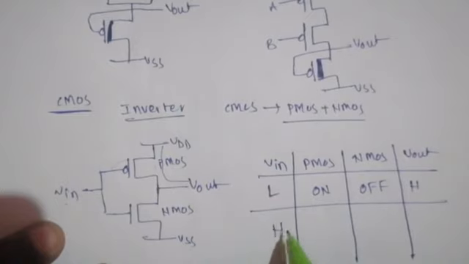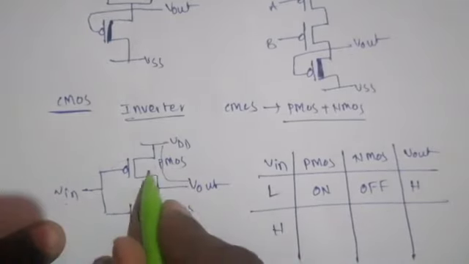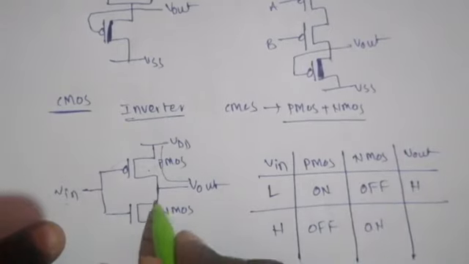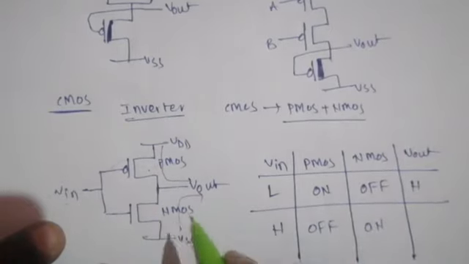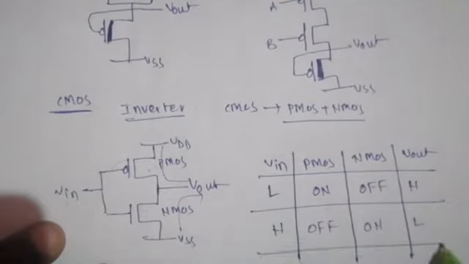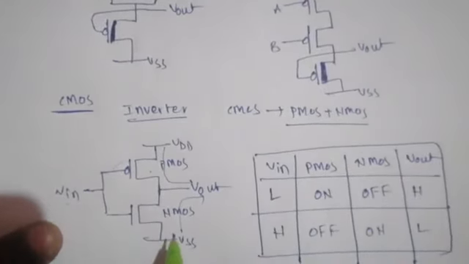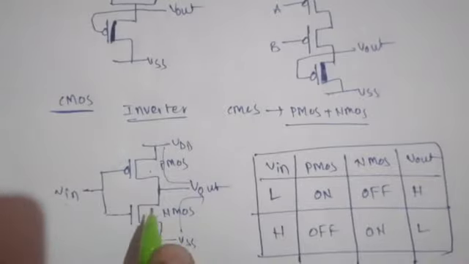If the input voltage is high, the PMOS is off and the NMOS is on, so this will act as a short circuit. The output voltage is connected to the low voltage. Like this, the circuit will act as a CMOS inverter.